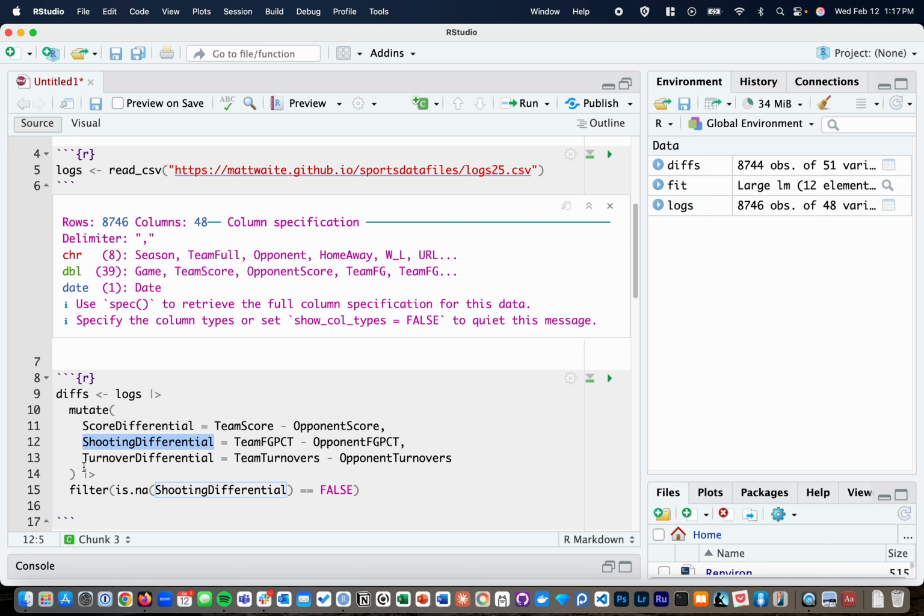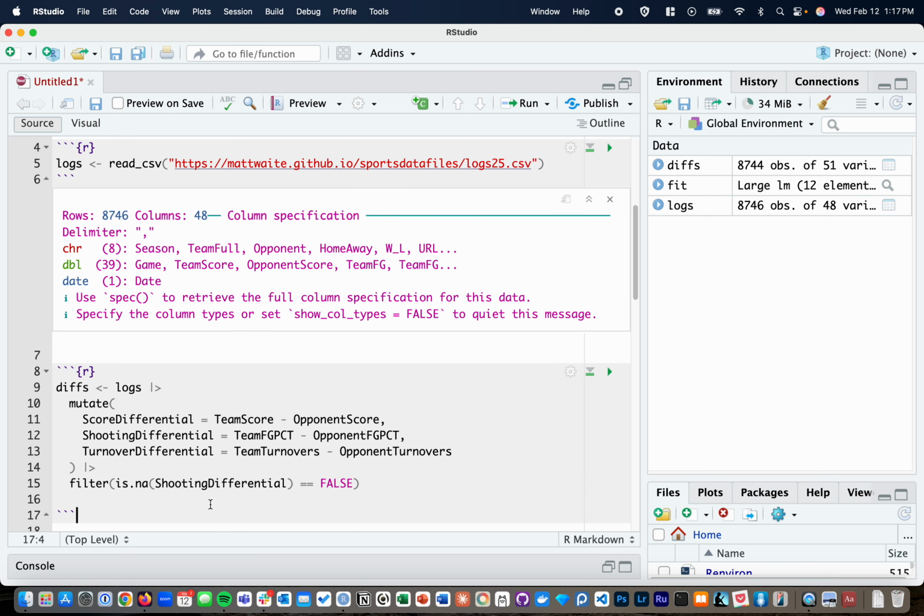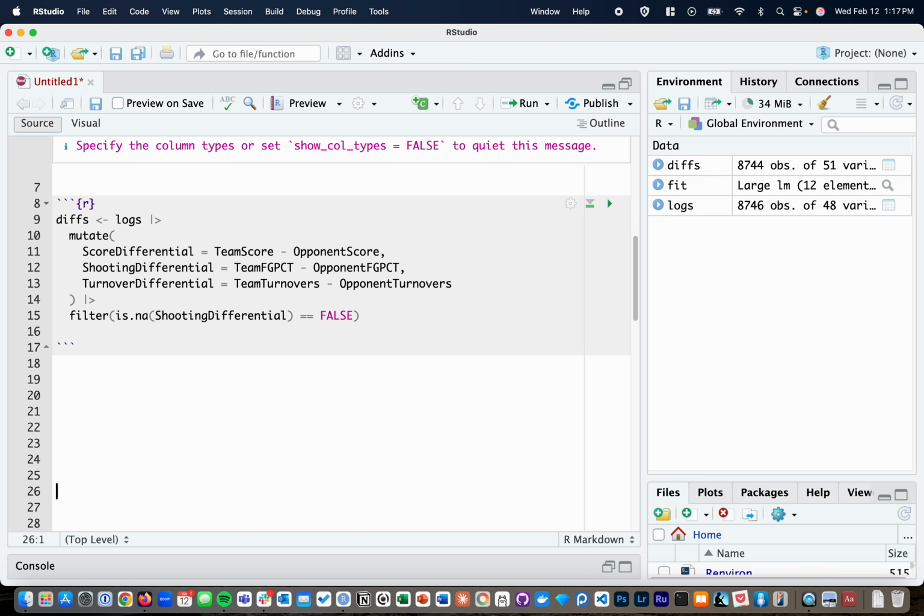The reason mine didn't work in class the other day is because there are 2 games in this whole data set where the shooting percentages are blank. So what this filter does is just get rid of any shooting differentials that are NA, that are blank. So you will not have to do this for the assignment due Friday. That data is already clean and clear, and you will not have to worry about it. But occasionally that comes along, and NA data will screw you up.